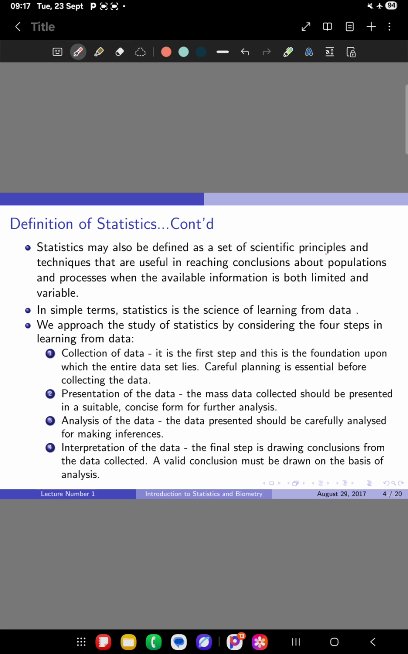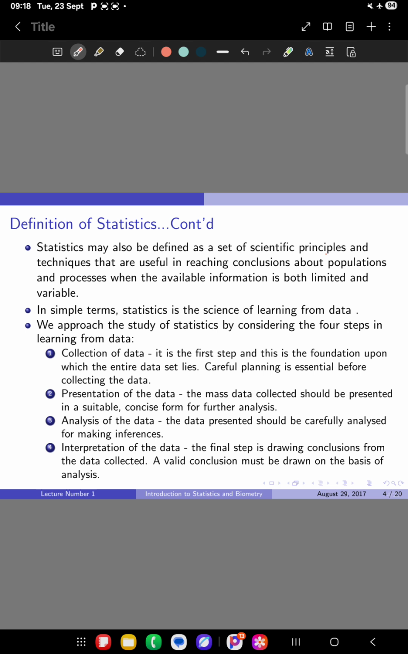Another point is that we approach the study of statistics by considering 4 steps as you are learning from the data, the ones you've collected. So either what you are learning from the data is making sense or it's not making sense. What will matter is how you collected your data, how you presented your data. Remember, at last you have to interpret your data. Sometimes you may make errors and so forth. That's about statistics. So we approach the study of statistics by considering 4 steps.